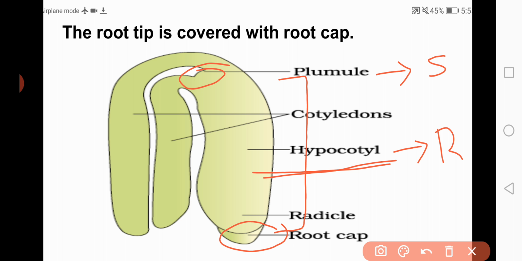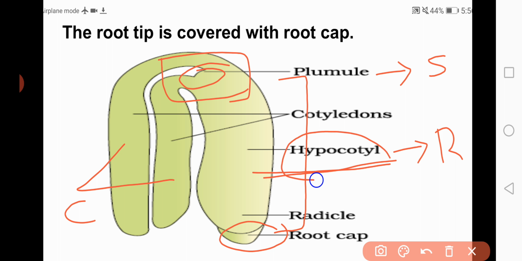Once again, I'll repeat: the dicot embryo has two parts, the embryonal axis and two cotyledons. The portion of the embryonal axis above the level of the cotyledons, that means this portion, constitutes the plumule, which later develops into the stem tip, whereas the portion of the embryonal axis below the level of the cotyledons, the hypocotyl region, later forms the radicle, and the radicle develops into the root system, and this root is covered with the root cap.